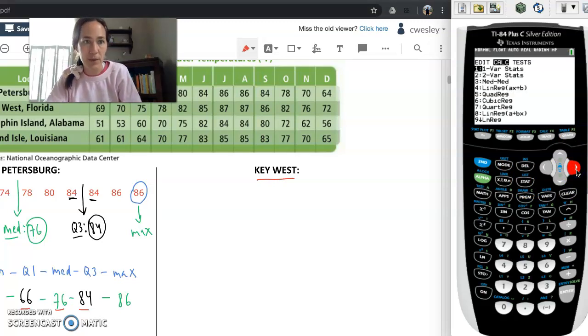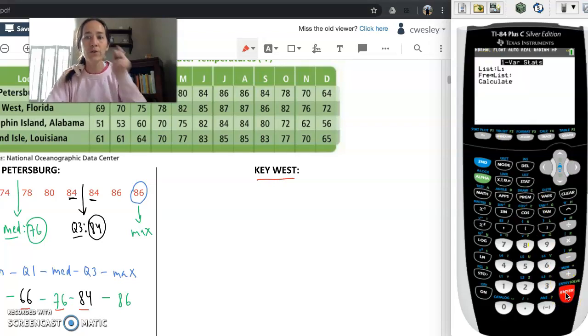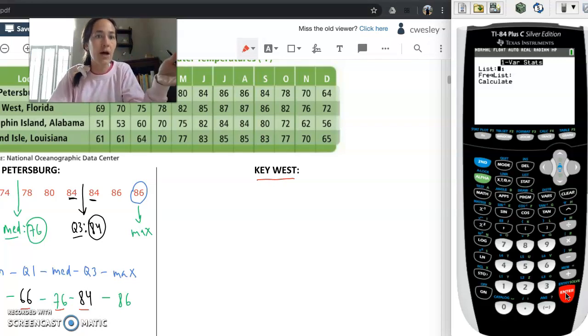Does this bring back any memories? So we've used almost all of these regressions that are in this list: linear, quadratic, cubic, quartic, maybe even an exponential once or twice. There's a couple things we've skipped over every single time: the 1 variable and the 2 variable statistics. I want you to hit enter for number 1 variable statistics. And depending on your calculator, it's either going to just show you a screen with a cursor waiting for you to tell the calculator what list you want to calculate the stats for, or you'll see a screen like this that's on my calculator here.